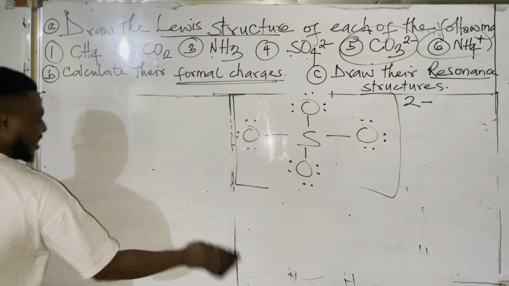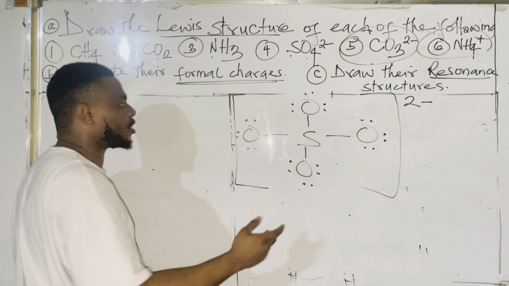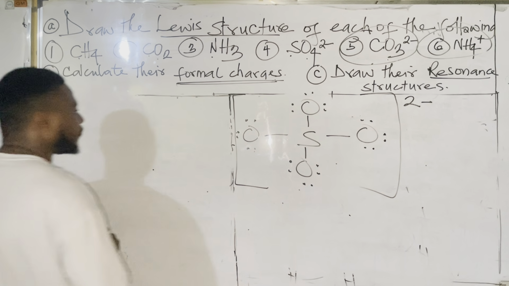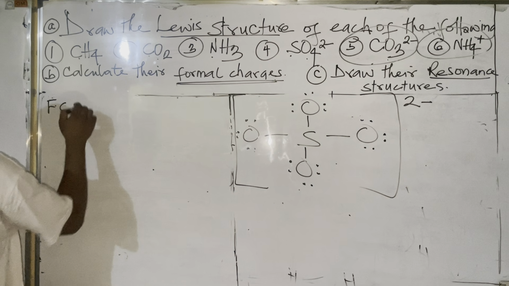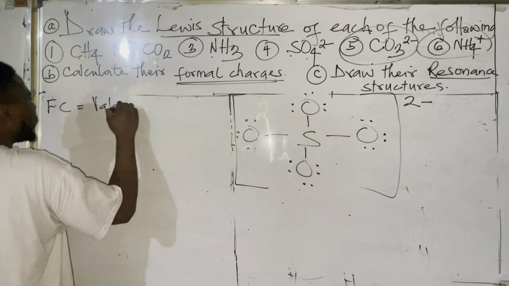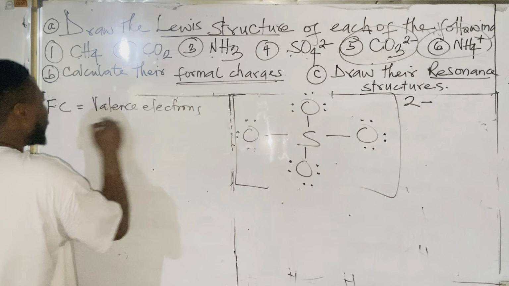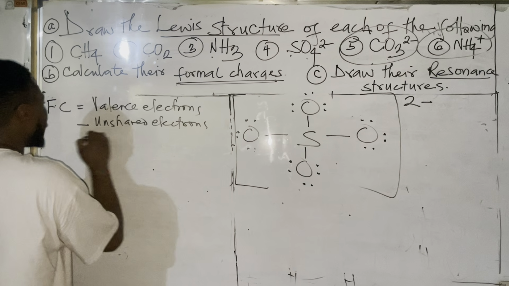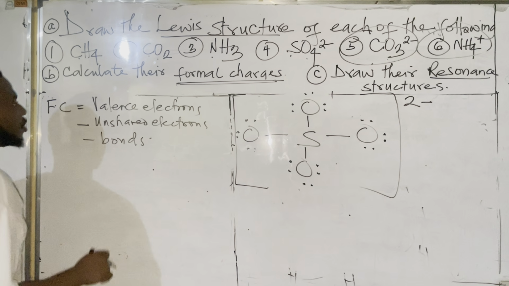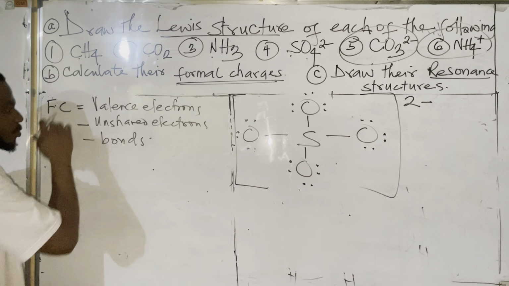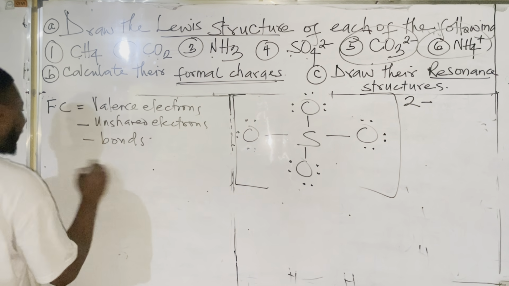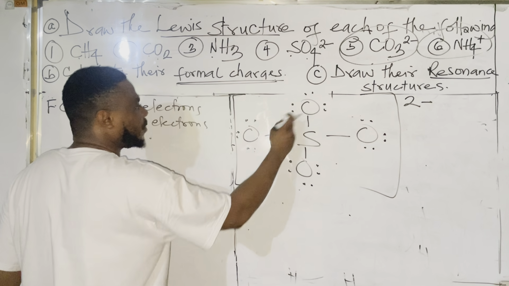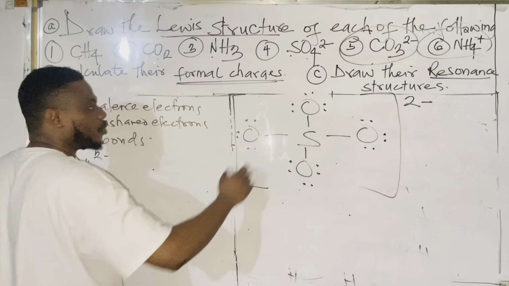You can only calculate formal charge after you have drawn the Lewis structure. You have to draw the Lewis structure before you calculate the formal charge. The formula for formal charge is valence electrons minus unshared electrons minus bonds. So now let's calculate for SO4 2 minus. First of all, calculate the formal charge of each of the atoms in the compound, then add everything.